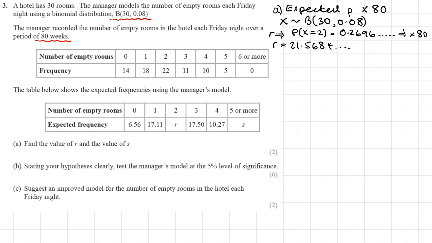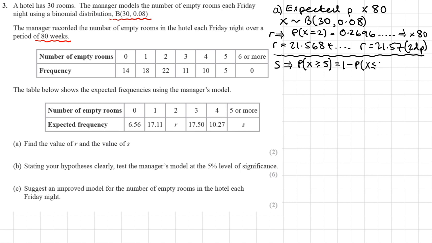21.5684. Now since the other values have been given to 2 decimal places, I will give my values to 2 decimal places and state that as well. So R equal to 21.57, that's 2 dp. So we'll do the same for S now. For S, we're looking at the probability for 5 or more empty rooms. So the probability that X is greater than or equal to 5, which is going to be 1 minus the probability that X is less than or equal to 4, and then once we've found that value we're going to times that by 80.